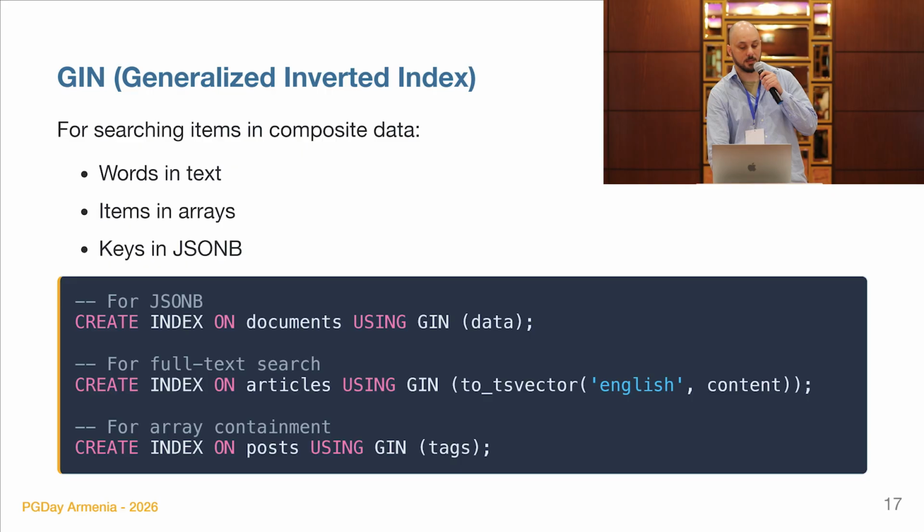And Postgres has specific access patterns for finding these data types. So we can use it for arrays with array ops, JSONB with a vector, etc. Great for full text search as well.